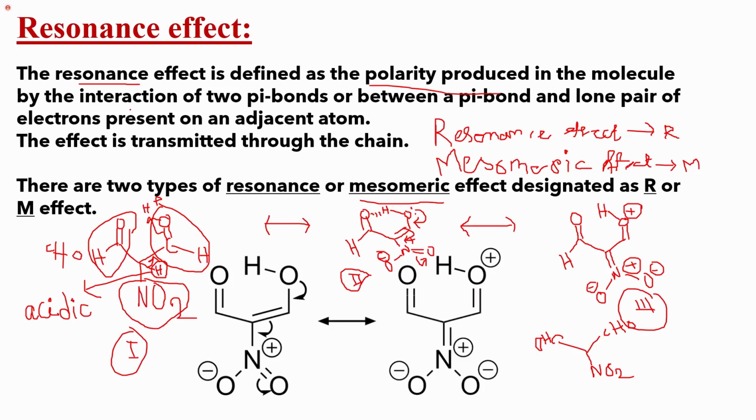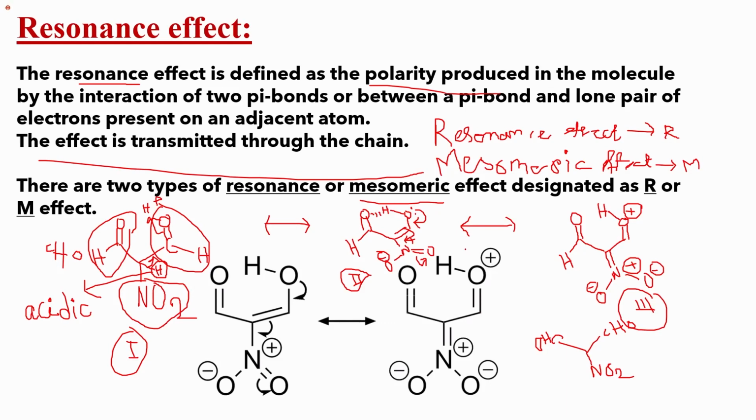Pi bond and lone pair of electrons present on an adjacent atom. So the interaction between this lone pair and the pi electrons, the pi bond and the lone pair of electrons present on an adjacent atom, and the effect is transmitted through the chain. You can see, through the whole chain, this effect is transmitted.